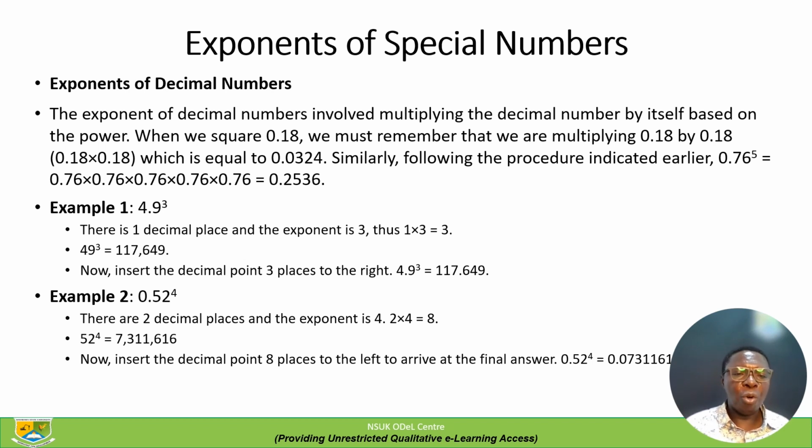So, let's take example 2: 0.52 to the power of 4. There are two decimal places and the exponent is 4. So you have 2 times 4, which is 8. So we are going to have 52 to the power of 4, which is equal to 7,311,616. Now insert the decimal point 8 places to the left. To arrive at the final answer, you have 0.52 to the power of 4, which is equal to 0.0731116.